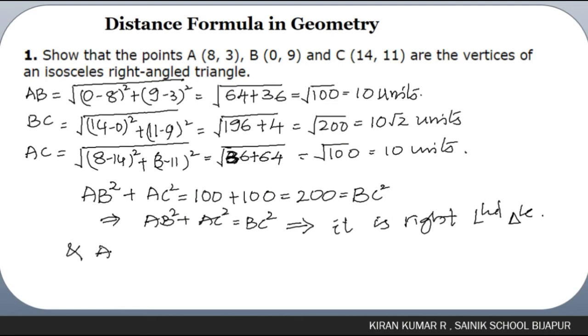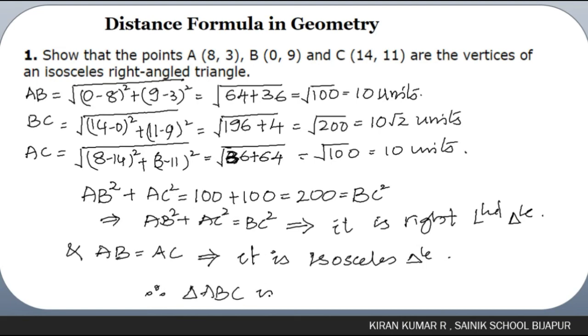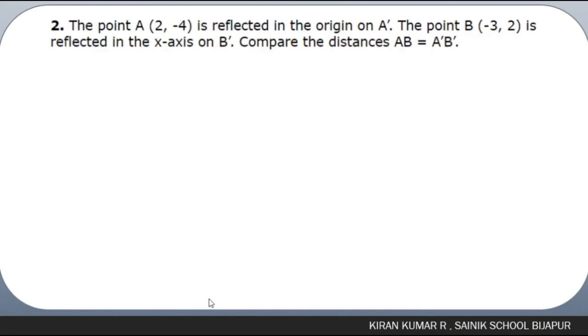And observe, AB and AC are equal. This implies it is an isosceles triangle. Therefore, I can conclude that the triangle ABC is an isosceles right triangle. Next question.